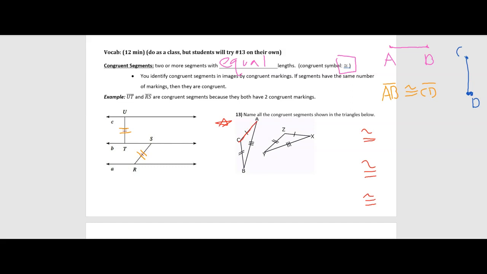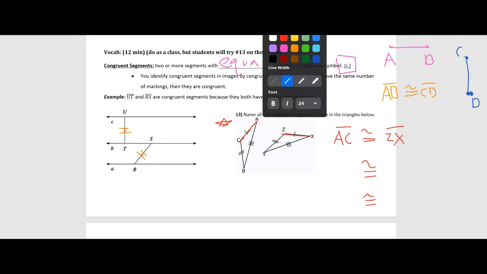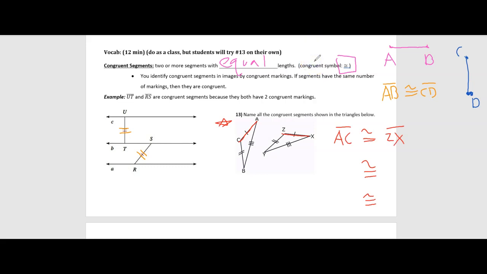I have side AC with one tick mark. That matches up with side ZX. So segment AC is congruent to segment ZX. I then will move on to segment BC with 2 tick marks, and that's congruent to segment YZ. So segment BC is congruent to segment YZ.